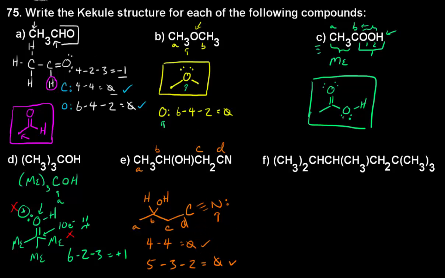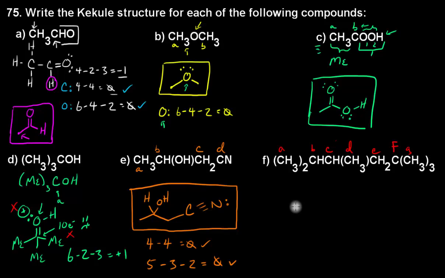Okay, so overall, I'll go ahead and get rid of the lettering just to make it nice and pretty. Okay, and this would be a very nice, totally acceptable way of drawing this molecule E. All right, and then finally, last but not least, problem F. Let's go ahead and label all of our carbons. So A, B, C, D, E, F, G. Okay, so overall we've got 1, 2, 3, 4, 5, 6, 7 carbons.